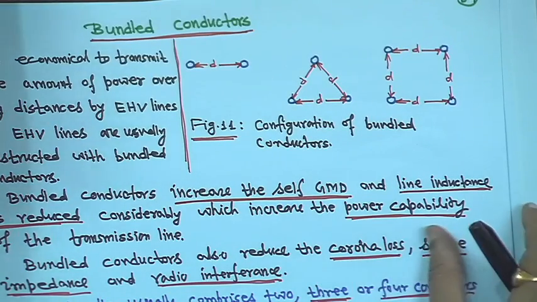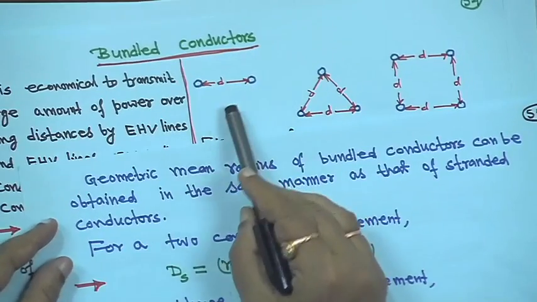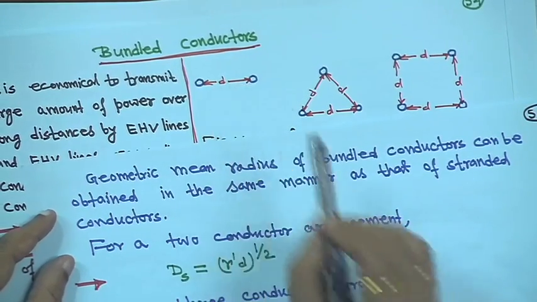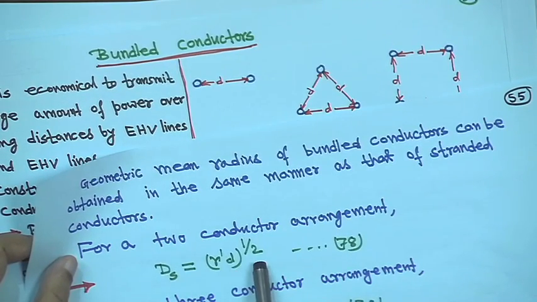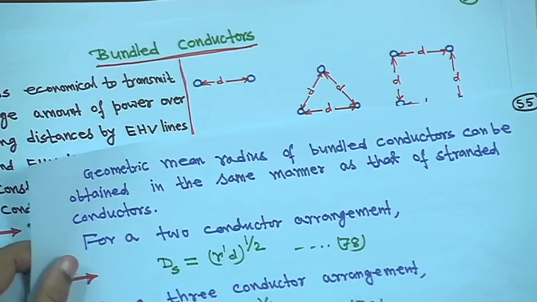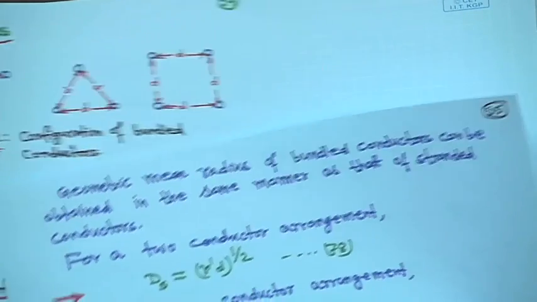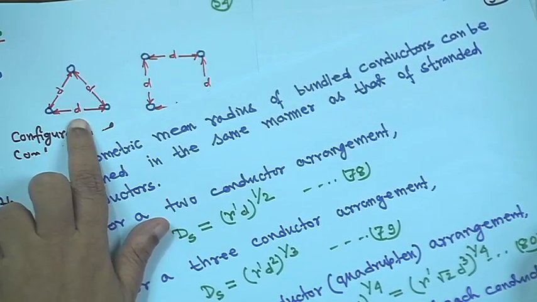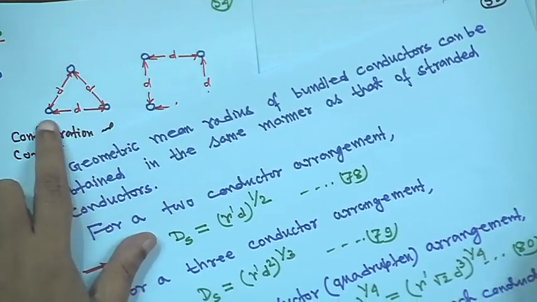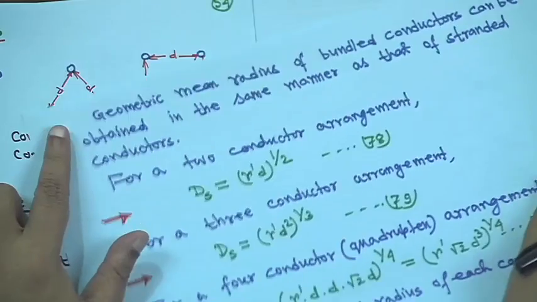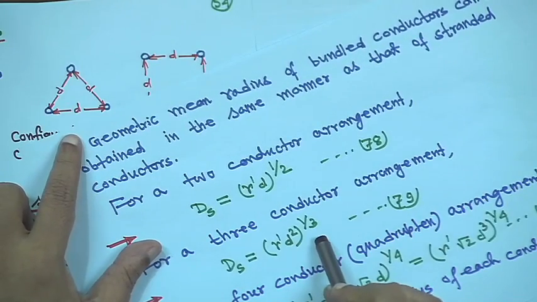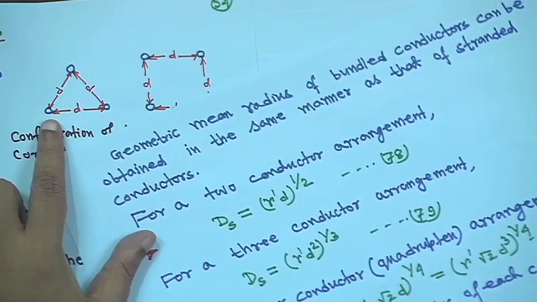If you try to find out the self GMD for all these configurations, for example, for a 2 conductor arrangement, ds will be just the square root of r dash d, that is r dash d to the power half. This is equation 78. Similarly, if you consider the 3 conductor configuration, then ds is equal to r dash d square to the power 1/3.